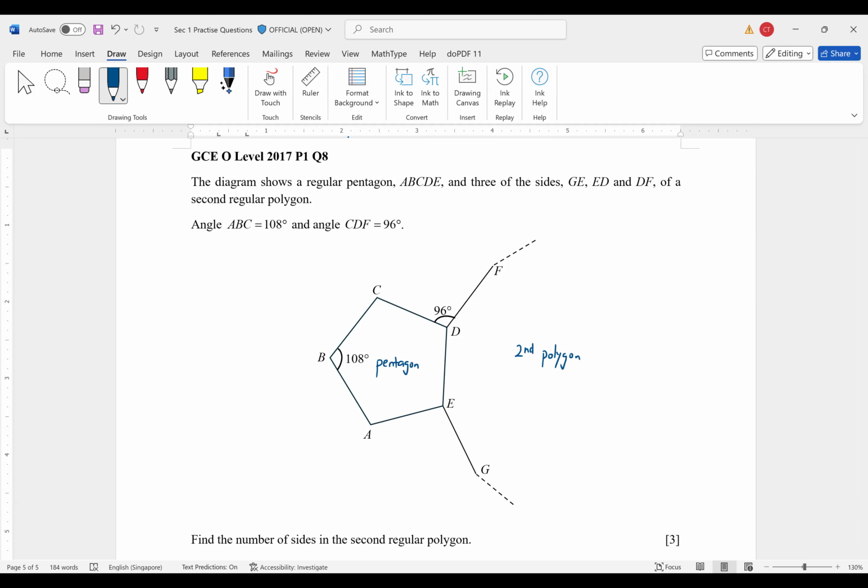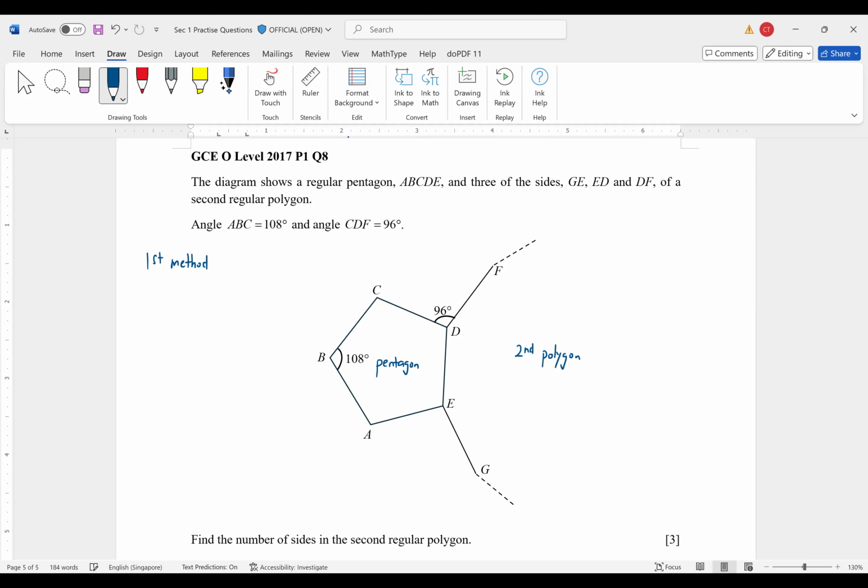They give us the angle ABC, which is the interior angle of the pentagon, as well as this angle CDF over here, which is 96 degrees. They want us to find the number of sides in the second regular polygon. For this question, I'm going to show you two methods to solve the question. So I'll do the first method here.